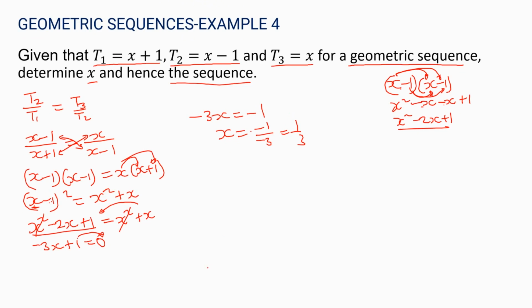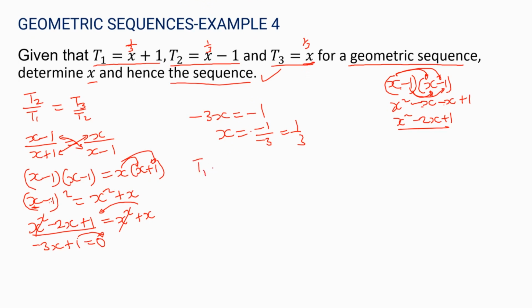Right. And then now we need to find the sequence. We're asked to find the sequence. So t1, we put 1 over 3 there. In t2, you put 1 over 3 there. Then t3, we put 1 over 3 there. So t3 is easy. It's 1 over 3.